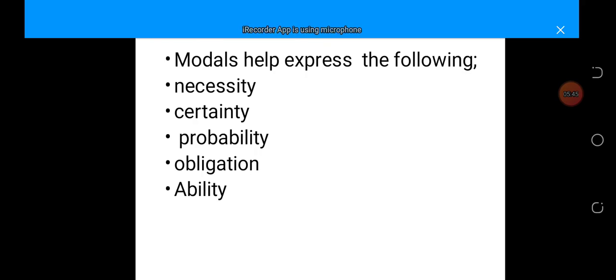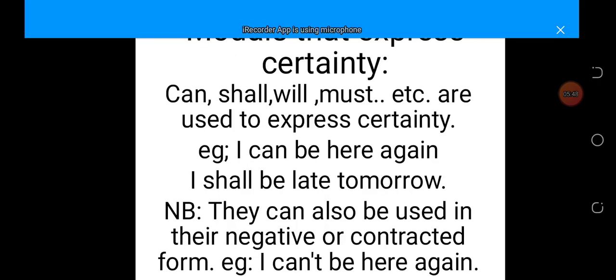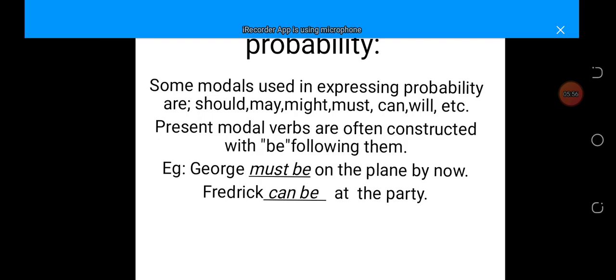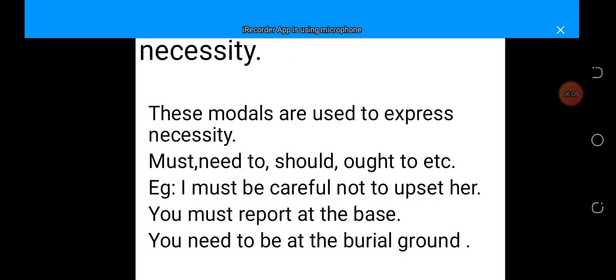We have looked at modals used in expressing certainty, where we have said that they can also be used in a contracted form. We have also looked at modals used in expressing probability, where one is stating whether the event will take place or will not take place. We have also looked at modals used in expressing necessity, the need to do something. Very good.